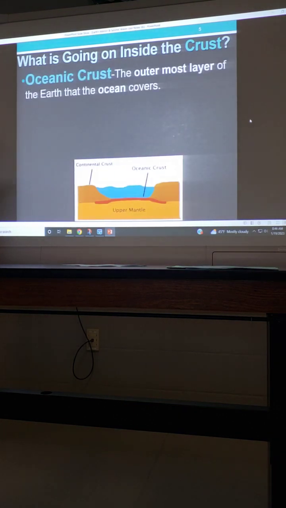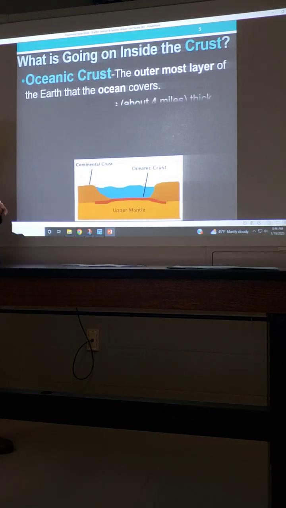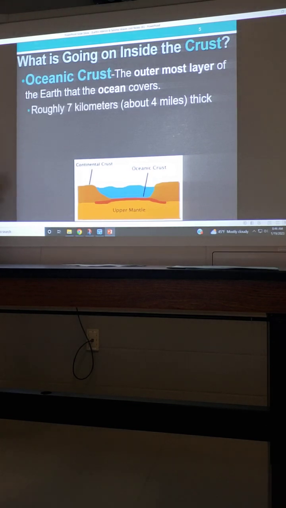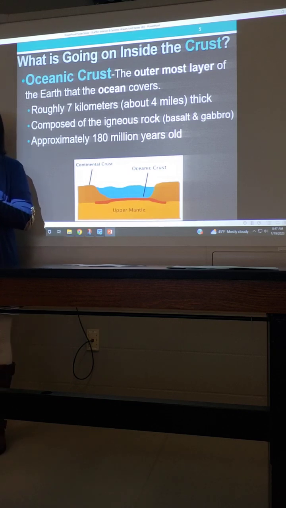Okay, so the oceanic crust is going to be the outermost layer that the ocean covers. So again, this would be oceanic crust here, about 4 miles thick. Now, it's typically made of igneous rock. What type of rock is igneous rock? Where does it come from, or what is it related to, Sarah? Yes, it is related to volcanic activity.